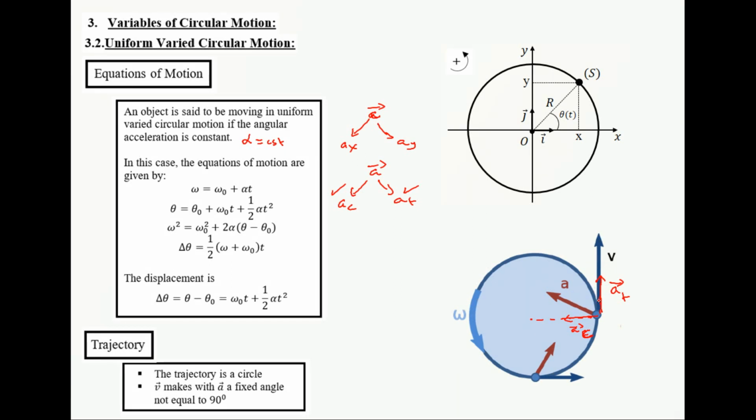If you add both accelerations, we're going to end up with the acceleration making a fixed angle with the velocity. Alright, so in the case of uniform circular motion, the acceleration would be completely pointing toward the center. In the case of uniform varied circular motion, we're going to have both components, centripetal and tangential, and the acceleration would be making a fixed angle with V not equal to 90 degrees.